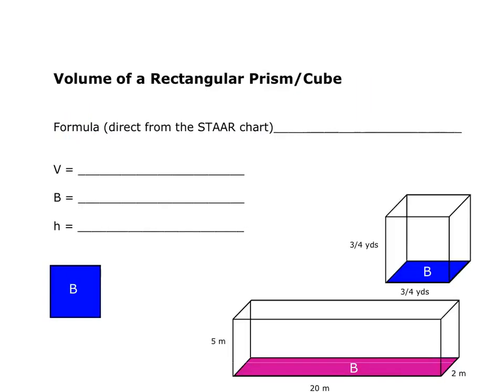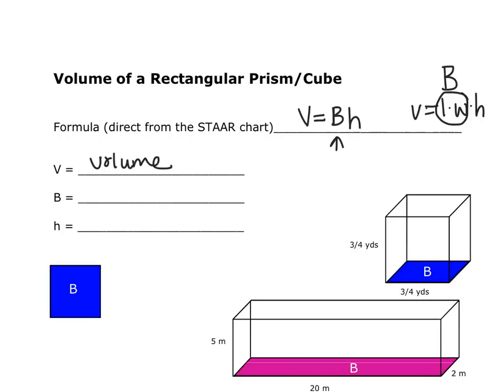Direct from the STAR chart, we're going to get our formula, which is volume equals area of the base times height. That is new for you. You're used to volume equals length times width times height. Well, we're replacing that with the area of the base. So let's define it. Our V stands for volume. Our capital B, remember I told you it matters in geometry, stands for area of the base. And our H stands for the height.